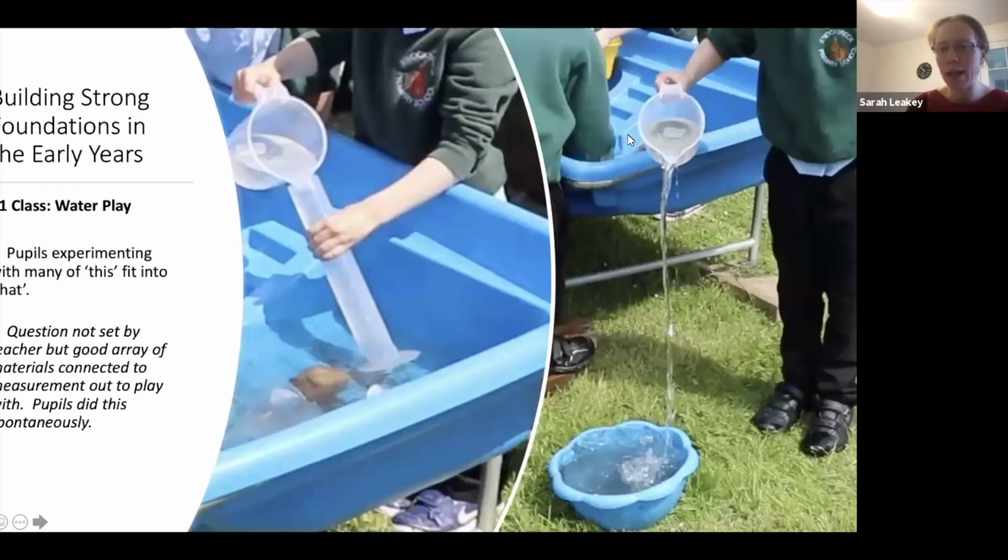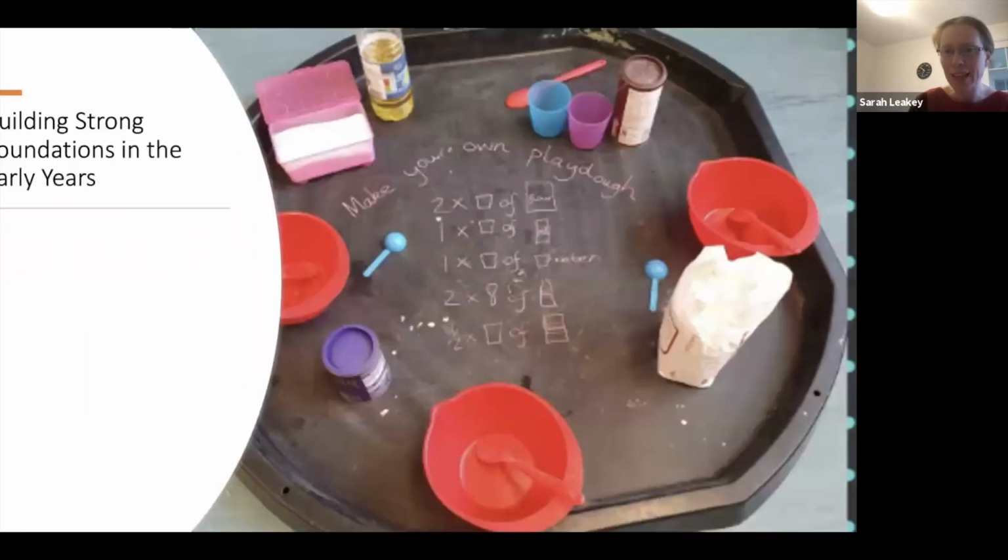It's some water play. And again, this is building the foundation for their fractions knowledge. The measurement materials were just out for them, and the children weren't tasked with anything specific, but naturally they started looking at how many times this jug fits into this bowl, or how many times this fits into this measuring cylinder, which, as you'll see, is again the foundations of this fractions work.